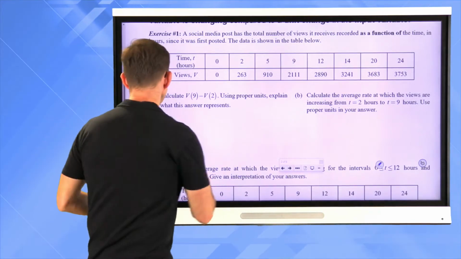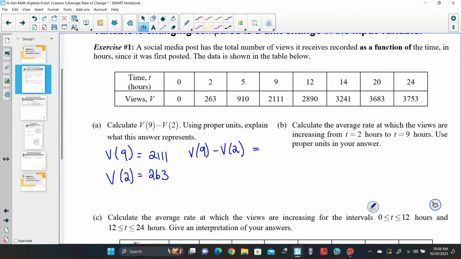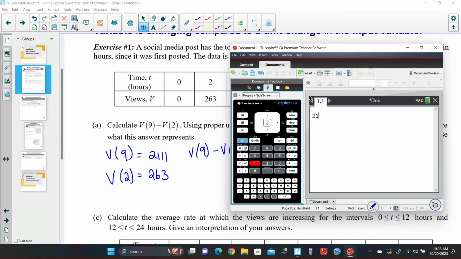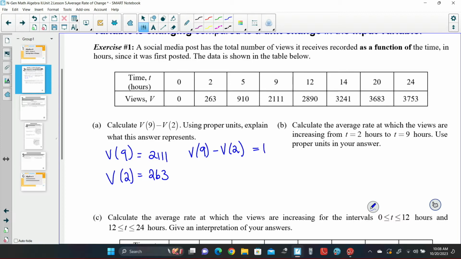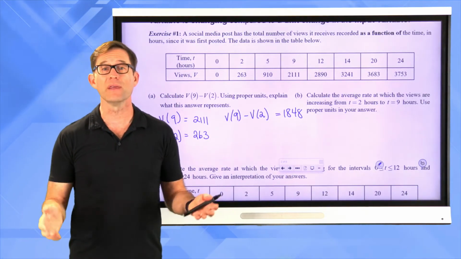Well, v of 9 is equal to 2,111. v of 2 is equal to 263. So v of 9 minus v of 2 is simply going to be their difference. I'm going to pull out a calculator really quick to do this subtraction because I don't trust myself. 1,848. All right, let's go back in. We're going to be pulling the calculator out quite a bit in this lesson, including even in letter B.